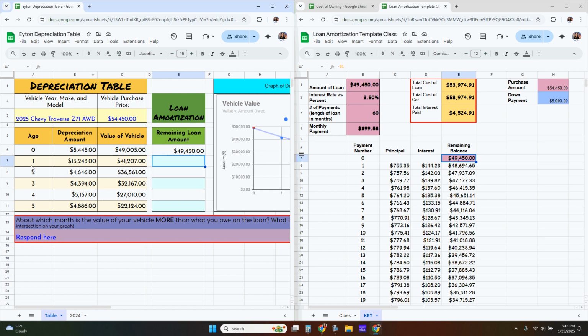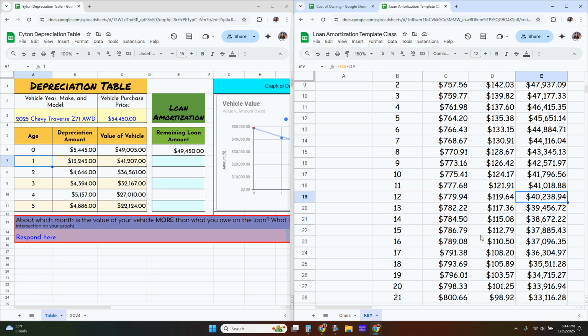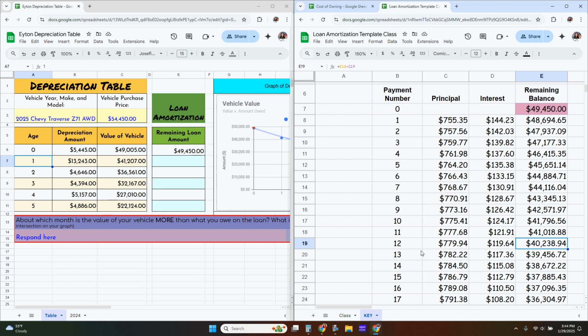After year 1, this is where it's a little difficult. This table here that I'm on is in years. Over here on my amortization sheet, we are in months. And so at the end of year 1, that is actually 12 months. How much do I still owe, let me zoom in here, how much do I still owe on my loan at the end of 12 months, which is 1 year? I owe $40,238.94. So that's what I'm going to add over here onto the next line of that green section.